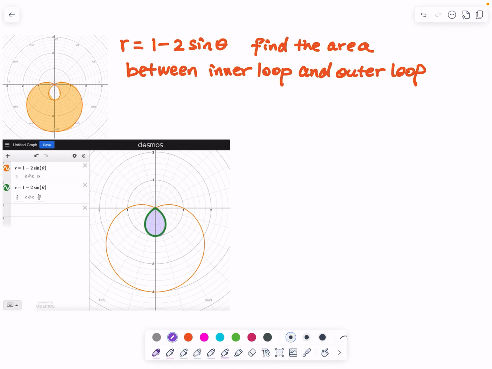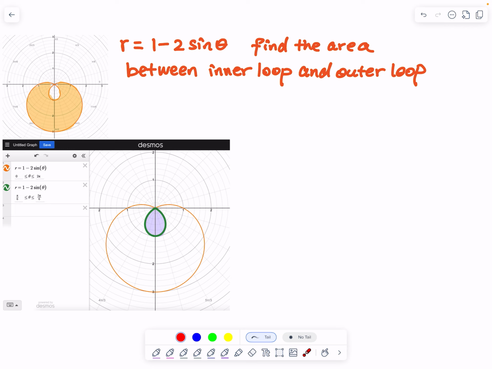This problem has one polar equation, r equals 1 minus 2 sine of theta. When you sketch the graph, I prefer using Desmos. This is the graph. They are looking for the area between the inner loop and the outer loop. This is the inner loop, this is the outer loop, and they want the purple region.